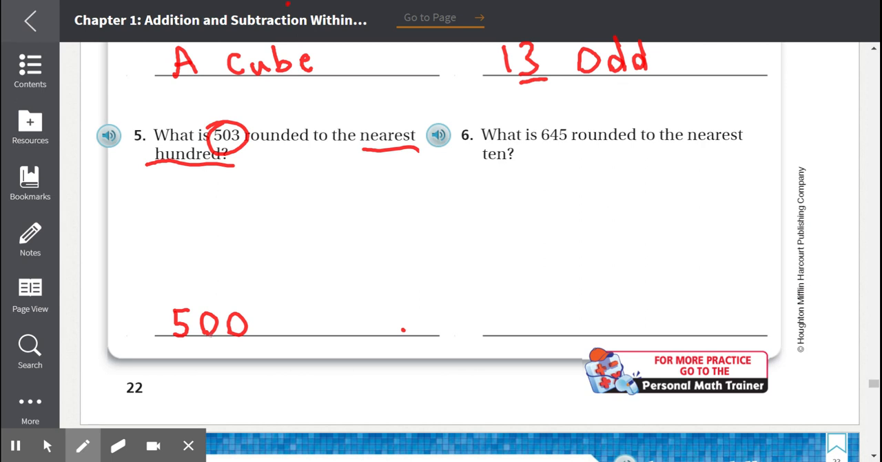Number 6, what is 645 rounded to the nearest 10? So we're going to be rounding 645 to the nearest 10. Now 645 will be between 640 and 650. Which one is it closer to? 645 is exactly in the middle of 640 and 650. Since it's exactly in the middle, we round up to the bigger number. So it rounds to 650 when we're rounding to the nearest 10.